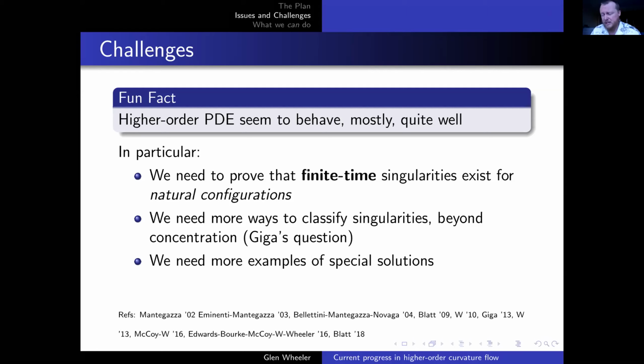The third point I put here is special solutions. I think we need a lot more examples of special solutions. Right now for surface diffusion and Willmore, we have stationary solutions. Surface diffusion flow is stationary on CMC hypersurfaces and more generally on parallel mean curvature hypersurfaces, submanifolds. And Willmore is stationary on the Willmore surfaces and Willmore hypersurfaces, and those are well studied.